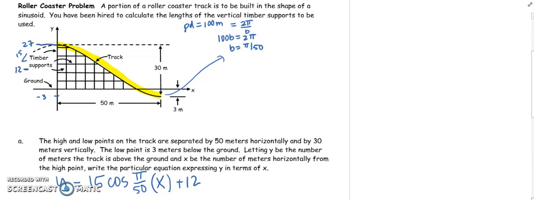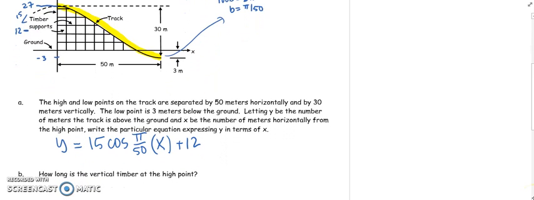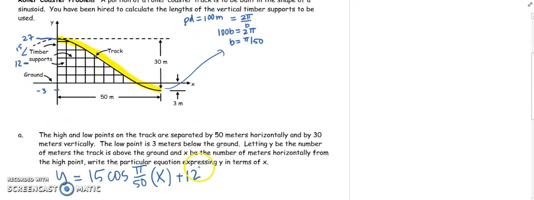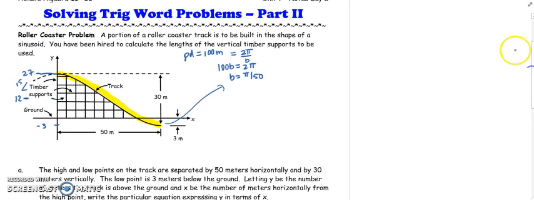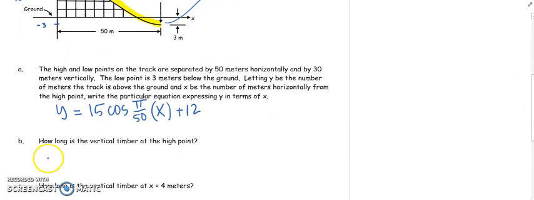How long, let me scooch this down. Come on, screen. There we go. How long is the vertical timber at the high point? Okay, so when x equals, I don't even think we need to do a lot of math here, guys. When it's at the high point, we're at 0 here. So you could plug in 0 into this equation right here and hit enter and find out what your answer is. But let's be real. How high is this timber? Well, it goes up to 27. So you can either say x equals 0, or you can look at the picture, but regardless, you're going to get 27 meters.